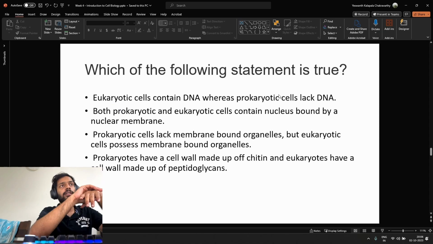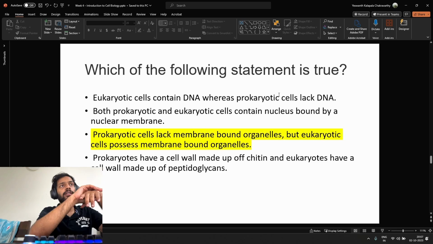Okay. Which of the following statements is true? Eukaryotic cells contain DNA whereas prokaryotic cells lack DNA. Both prokaryotic and eukaryotic cells contain a nucleus bound by a nuclear membrane. Prokaryotic cells lack membrane bound organelles, but eukaryotic cells possess membrane bound organelles. Prokaryotes have a cell wall made up of chitin, and eukaryotes have a cell wall made up of peptidoglycans. C. Third. Yeah. So prokaryotes, by definition, do not have membrane-bound organelles, whereas eukaryotes have them.